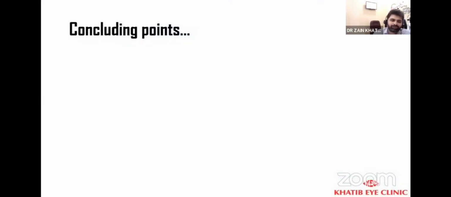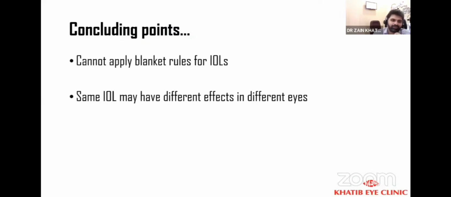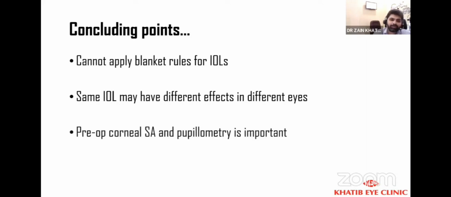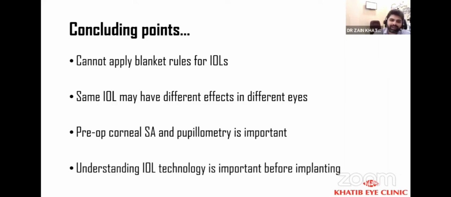This was just an insight to tell you about these lenses. The take home message is that you cannot apply a blanket rule for all IOLs. The same IOL may have different effects in different eyes. Pre-op corneal spherical aberration and pupillometry are things that we can measure today, so they are important, especially when we are putting in presbyopia correcting lenses. And understanding IOL technology is important before implanting.